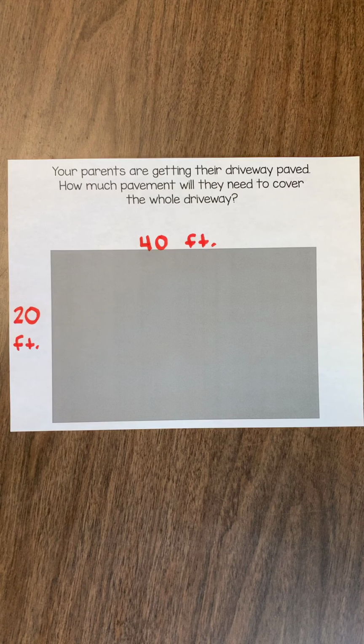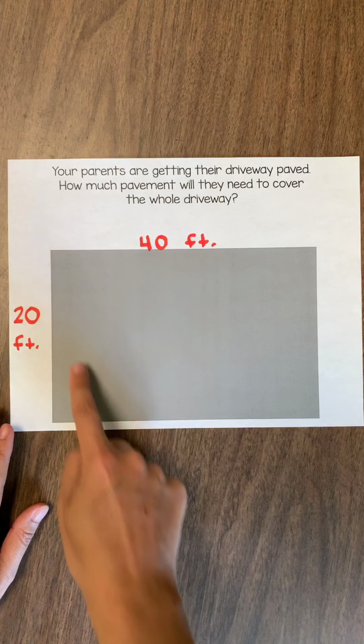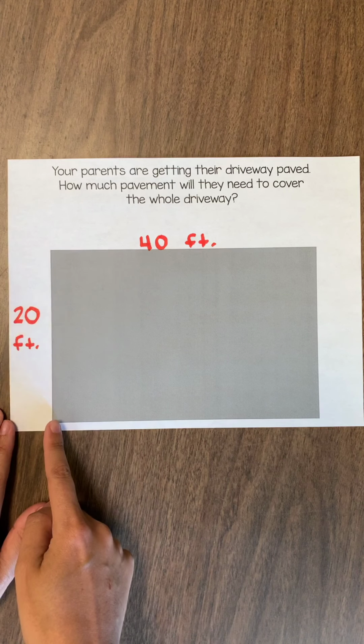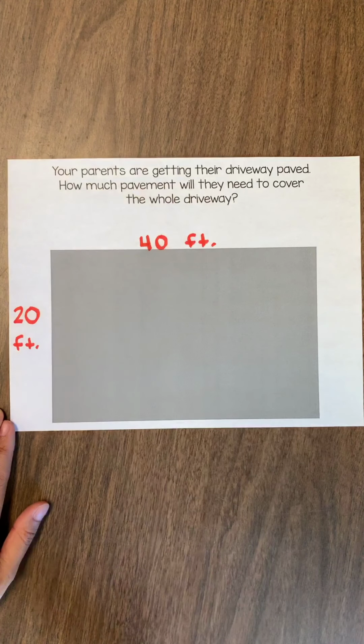All right, now that you have watched me solve a problem, it's your turn to try one. So here is your problem. Your parents are getting their driveway paved. How much pavement will they need to cover the whole driveway? So they may contact a construction company, and then the construction company may ask, well, how many square feet is your driveway? So they can determine how much pavement they'll need to cover it. So in this case, you'll have to find the area of the driveway. The driveway is 20 feet wide and 40 feet long.